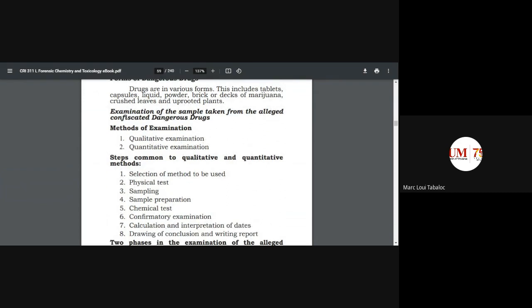So, examination ng mga dangerous drugs or yung forensic drug analysis. Okay? There are two methods of examination. We have the qualitative examination and the quantitative examination. Okay? So, when we say quantitative, yan yung frequency or number of specimen or samples na pwedeng makuha. On the basis niyan, pwede tayong makakuha ng mga results. Kung qualitative, of course, pag scarce yung specimen or yung samples natin, then we would conduct examination sa qualitative examination na kung saan sa iisang sample lang tayo magbabase.